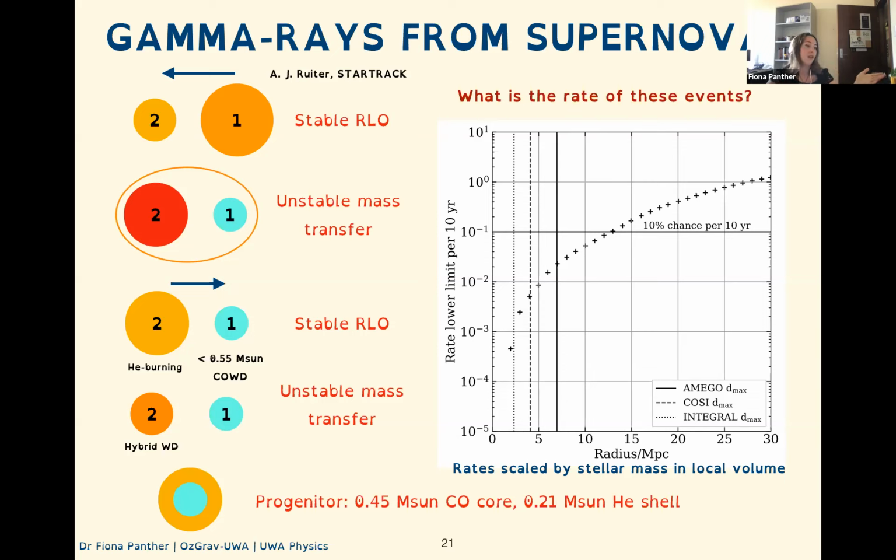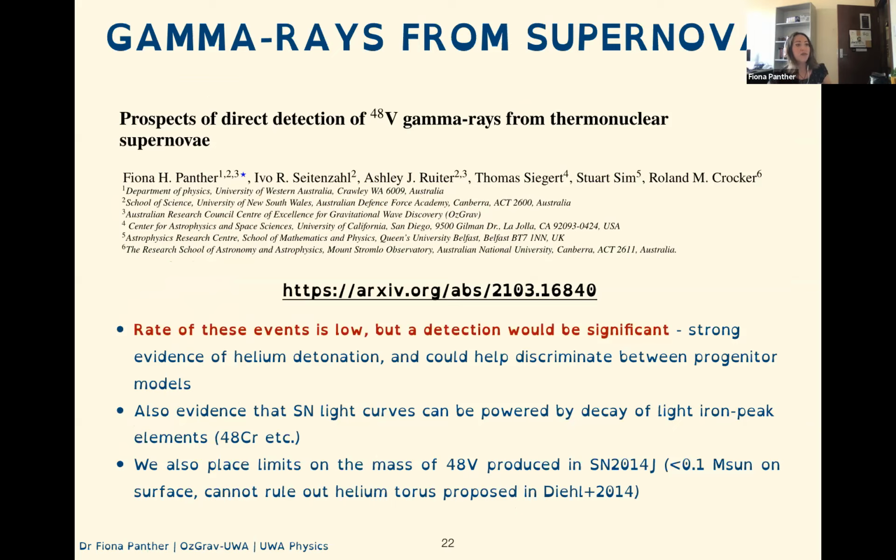And we found that for something like AMEGO, you maybe have a 2 to 5% chance of observing one of these supernovae, observing these lines and confirming that there is some sort of process involving helium detonation, across the extended lifetime of that mission. So it's not a very high rate, but it would be really significant because then you've got solid, convincing evidence of a helium detonation. And so then you can start discriminating between different progenitor models.